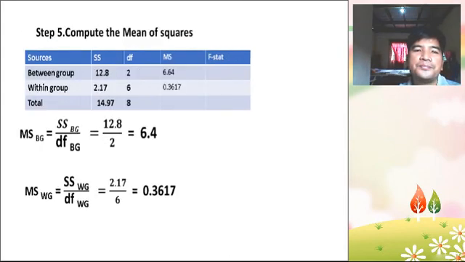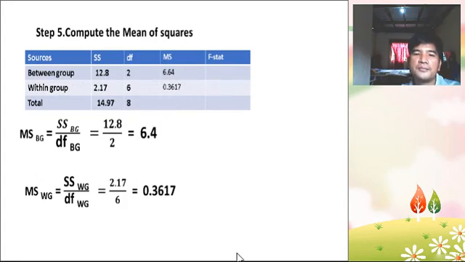Next is to compute the mean of squares. How are you going to compute the MS? To compute MSBG, the formula is SSBG divided by DFBG. You divide 12.8 by 2, which equals 6.4. To compute MSWG, you divide SSWG by the DF, which is 6. So 2.17 divided by 6 equals 0.3617. You write the answer here. There's no need to get the total here.